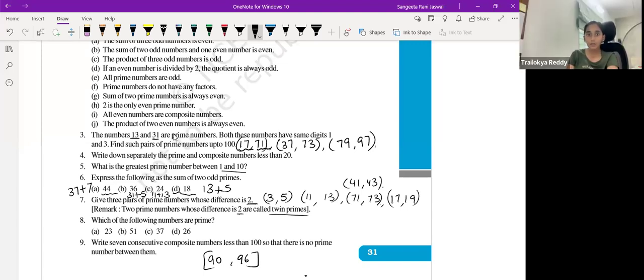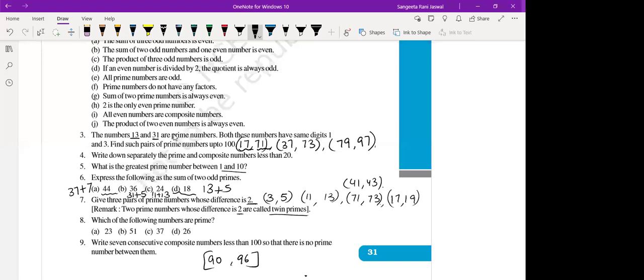Ma'am, 7. Okay, so express the following as the sum of two odd numbers. You have to express these numbers which are given here in terms of two odd primes. It's saying two odd primes. Now suppose this is 44.